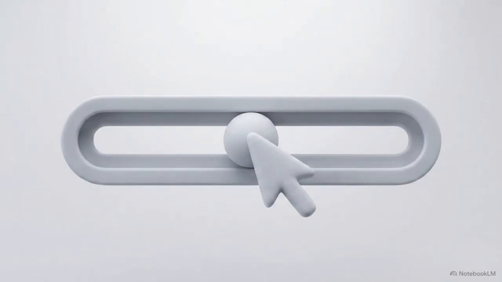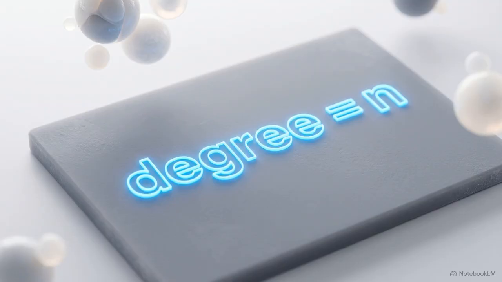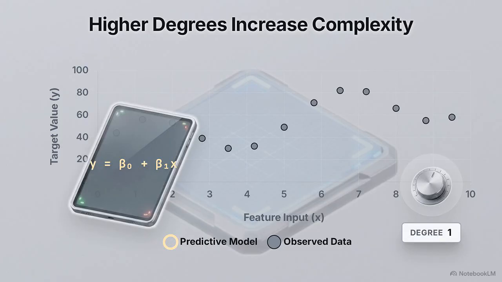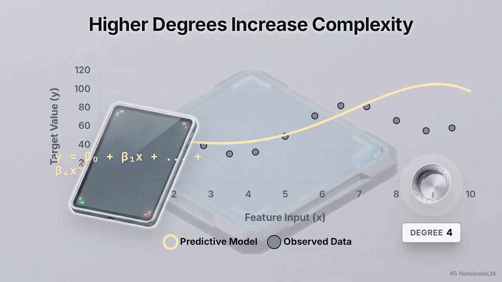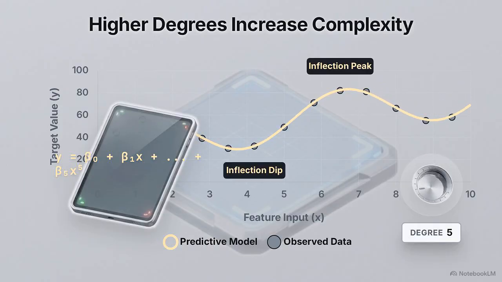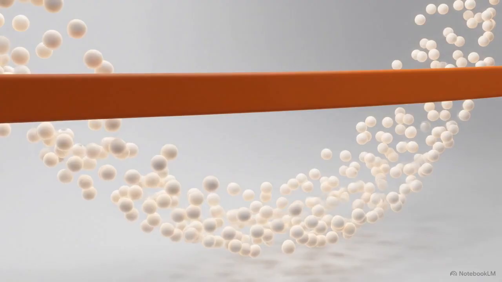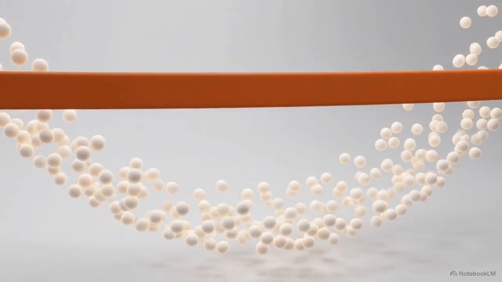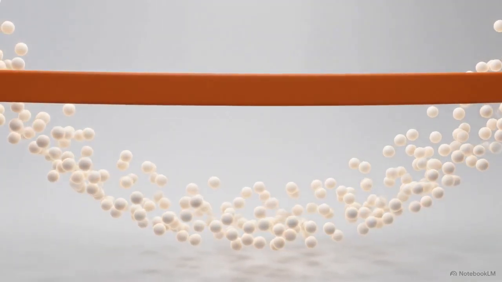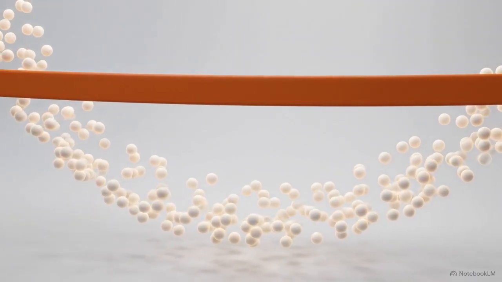The exact flexibility of this curve isn't random. It is tightly controlled by the user, who must define the polynomial degree, often represented by the letter n. This is a graph featuring an interactive degree slider. As we increase the degree from 1 up to 5, the mathematics add more turns, dips, and inflection points to our model's predictive curve. If we choose a degree that is too low, we risk underfitting. The model remains too rigid to capture the true underlying pattern.